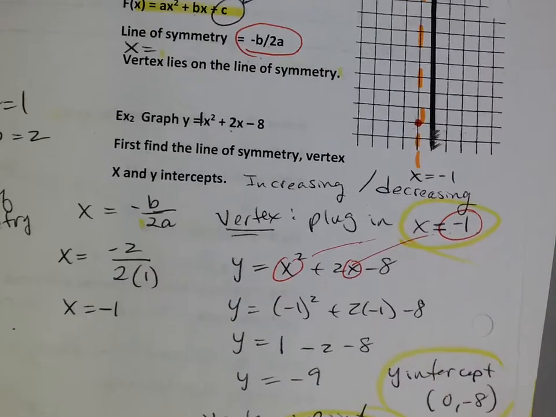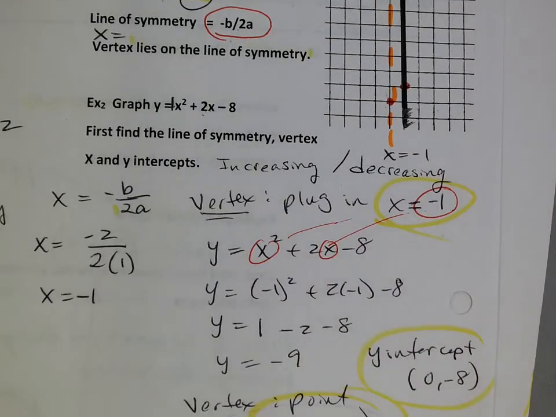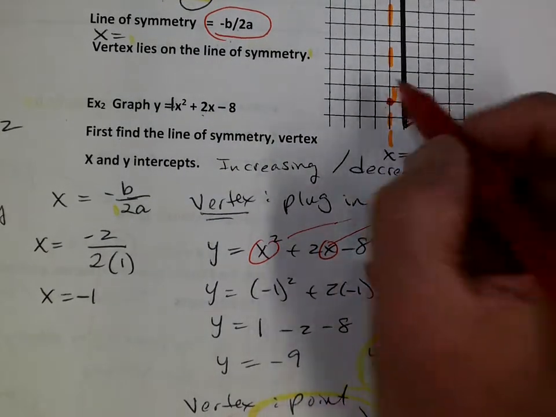So I'm going to go ahead and graph that point. 0, negative 8 is there. And then I got another point because I can reflect this point there, right? How's that?